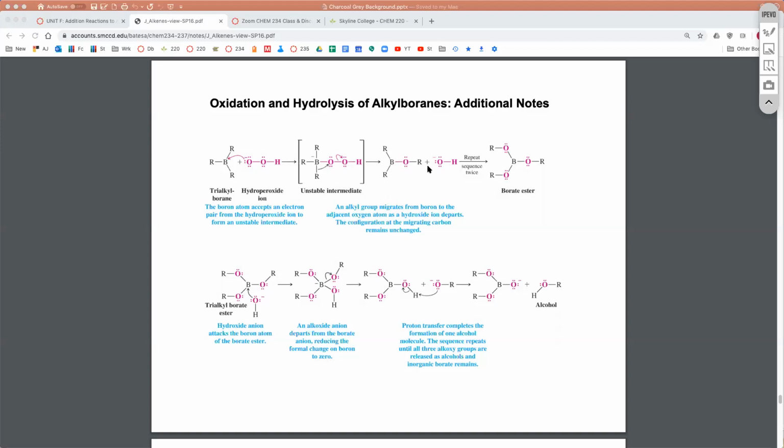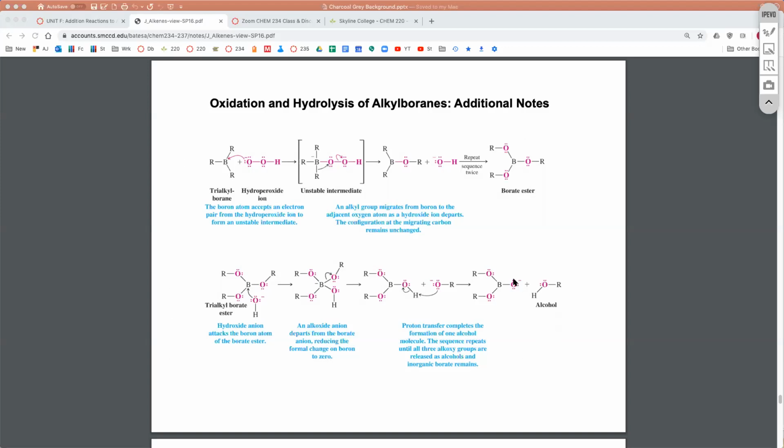This can happen for each of the groups. And then what you can see is that now each of these R groups is actually attached to an oxygen rather than to the boron. And then again, the hydroxide ion comes in, kicks out these alkoxide groups, and then those alkoxides become protonated by just taking a hydrogen away from the BOH groups. I'm not going to hold you responsible for this part of the mechanism.